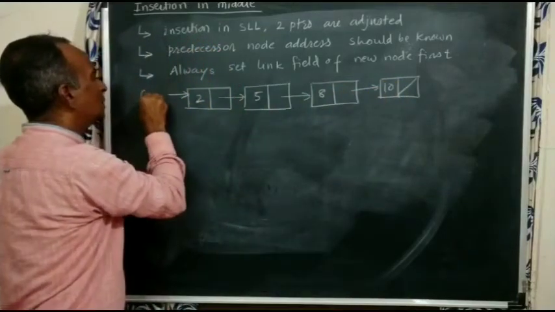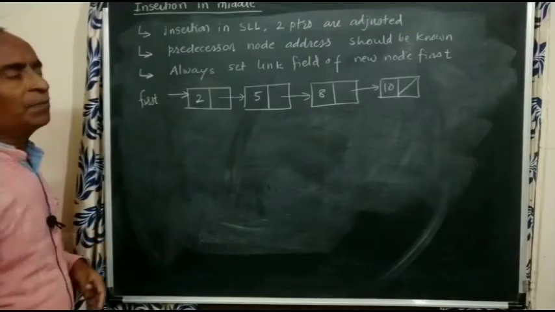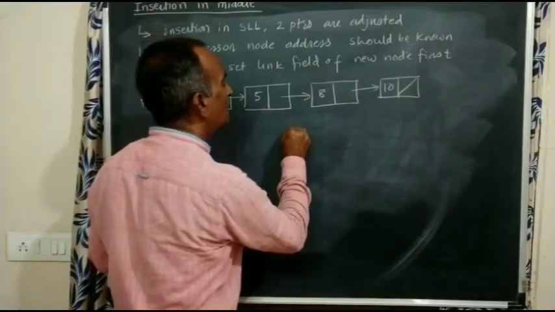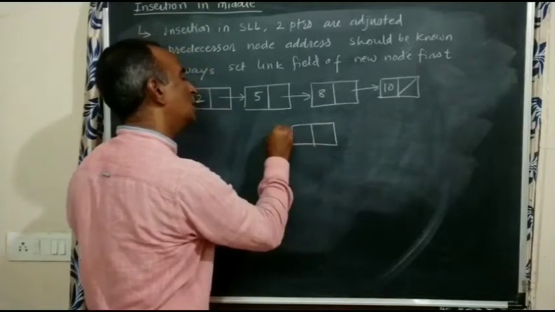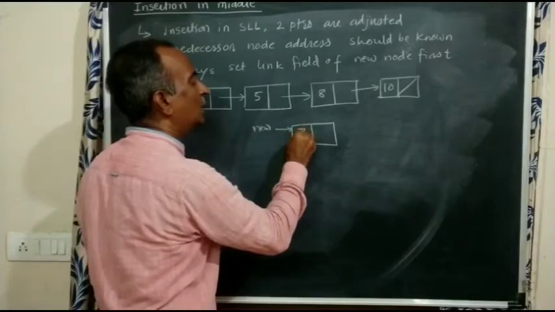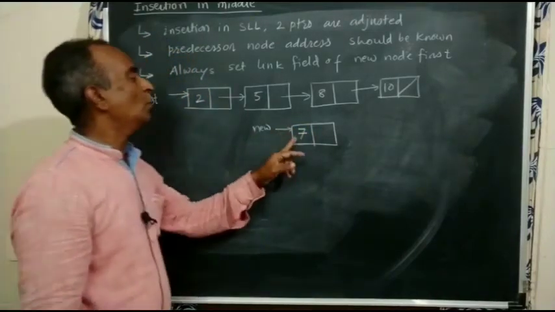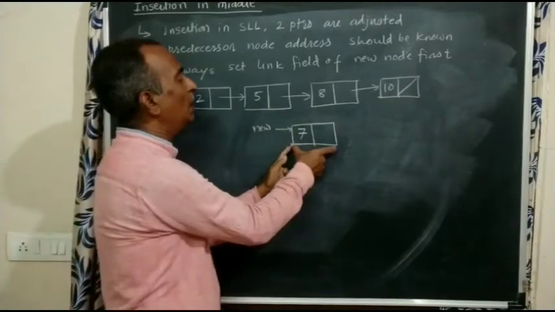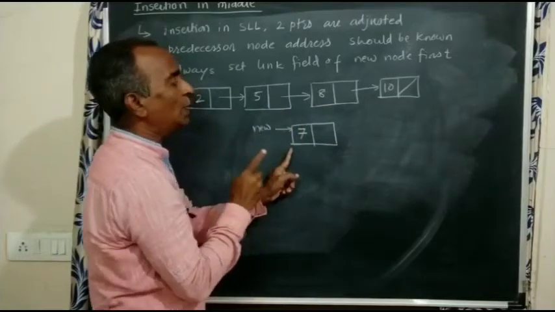This is first. I want to insert in the middle. Suppose I want to insert 7 after this 5. So the concept is the same. In insertion you have to create one new node by malloc and set the information field. Now when you insert this node after this node, it will be in between 5 and 8, right? So which 2 pointers do we have to adjust?